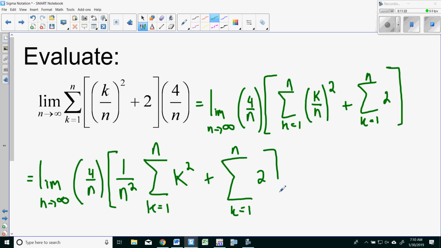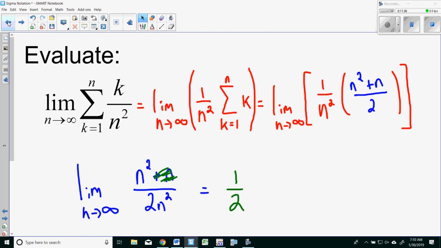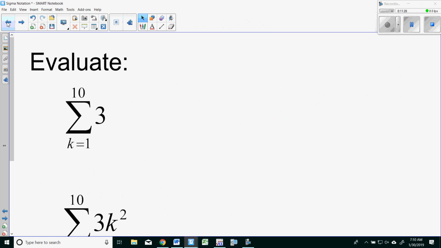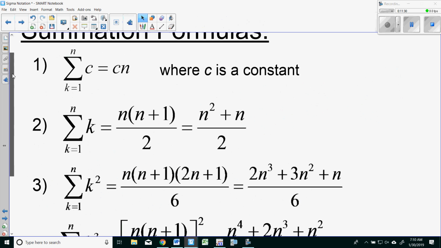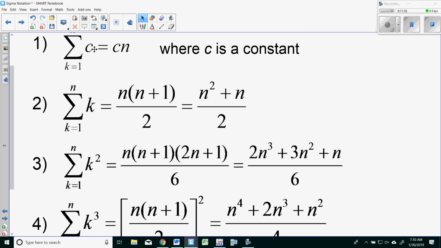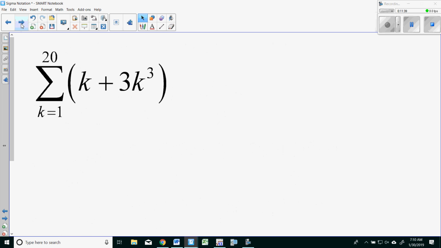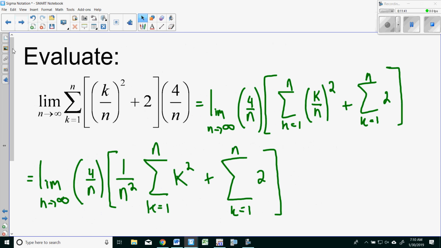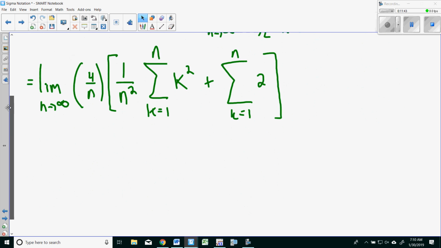So you can see what we're doing as we do these problems is we're trying to get down to our sigma notation just being one of these: a constant, k, k squared, or k cubed. Because once I have those simplified that far, I can now just use those formulas.